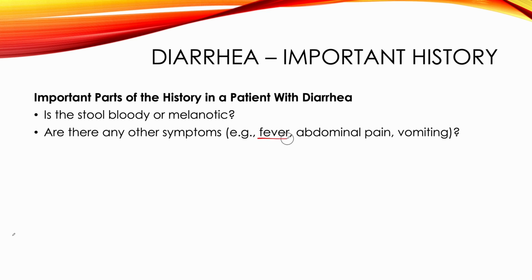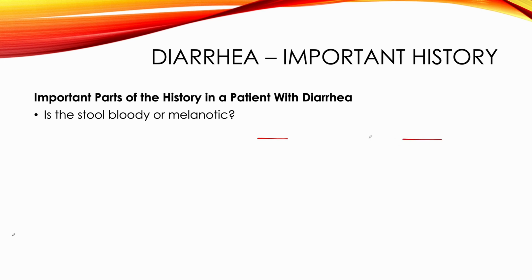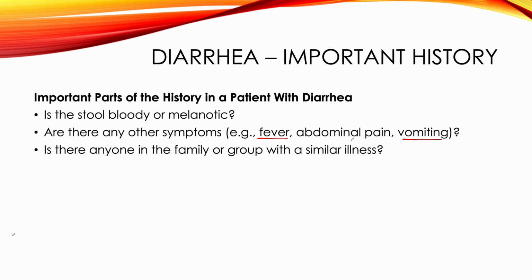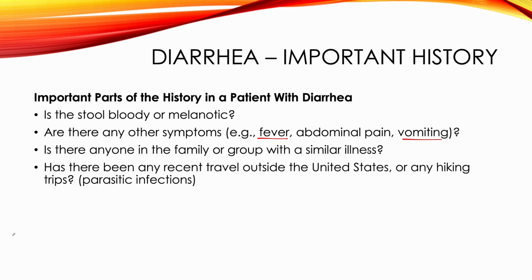Other symptoms: fever, abdominal pain, vomiting, because certain infectious illnesses tend to have more vomiting than others, and fever present or not present, okay? Anyone in the family or group with a similar illness, right? These communicable diseases, such as norovirus, can be transferred from one person to another pretty easily. And then also in group settings, like family picnics or get-togethers, or they eat at the same restaurant, that will help determine causative factors.